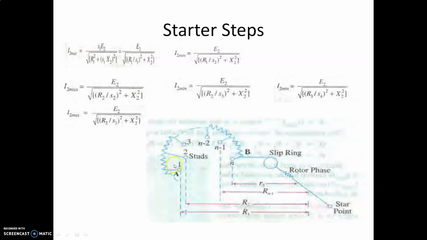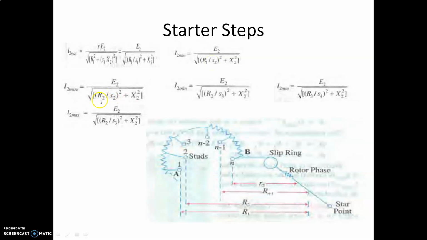So for maximum current at this point, it is going to be R1 by S1. Minimum current will be at this point, but there the resistance will be R1, but here the speed will be changed from one particular value to another value, so the slip will also be changed from S1 to S2. So this is the equation. For maximum current it is R1 by S1, for minimum current it is R1 by S2.